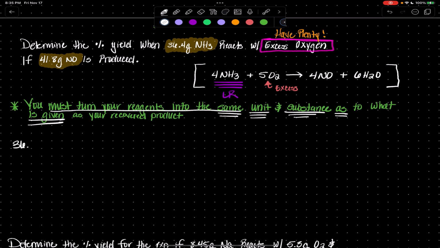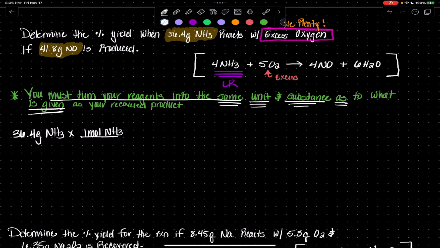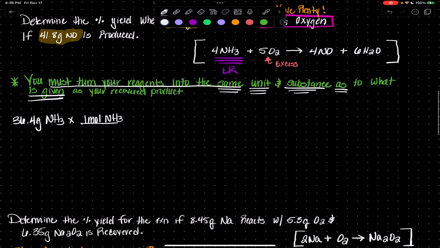So let's start it out. 36.4 grams of ammonia here. Turn those grams into moles. So for every 1 mole of NH3, I'm gonna need to establish that molar mass value. So off to the side here, we're gonna get that inventory going.